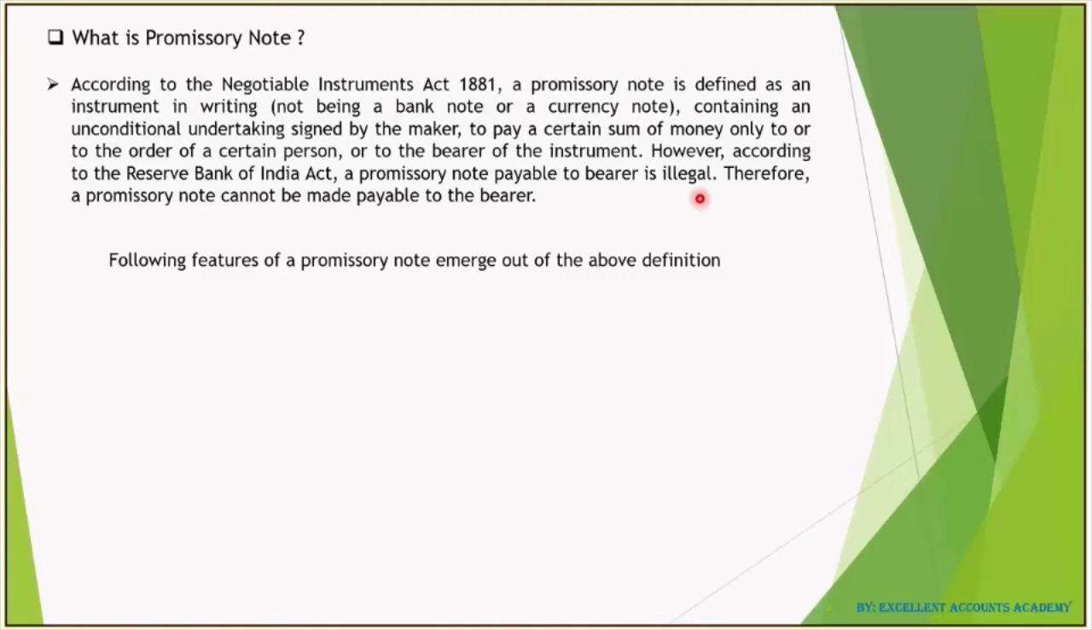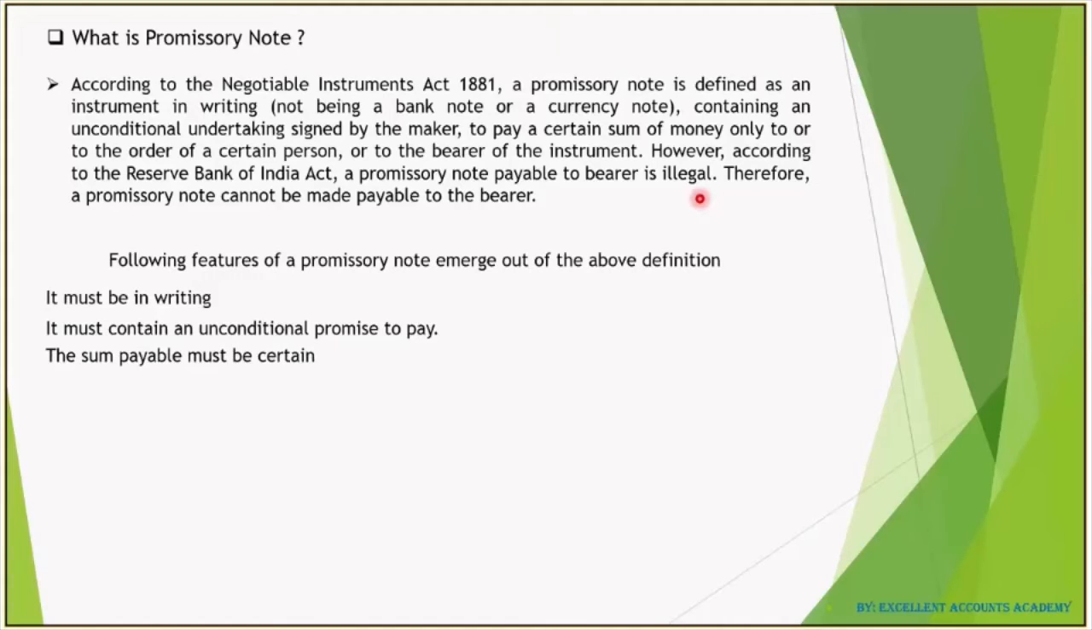As I informed you about some of the features mentioned in the Negotiable Instrument Act for the bills of exchange, similar features are also there for the promissory note. So we'll talk about the important features of the promissory note. First of all, it must be in writing. It must contain an unconditional promise to pay. In the bills of exchange there was an unconditional order to pay, but here it is an unconditional promise to pay.